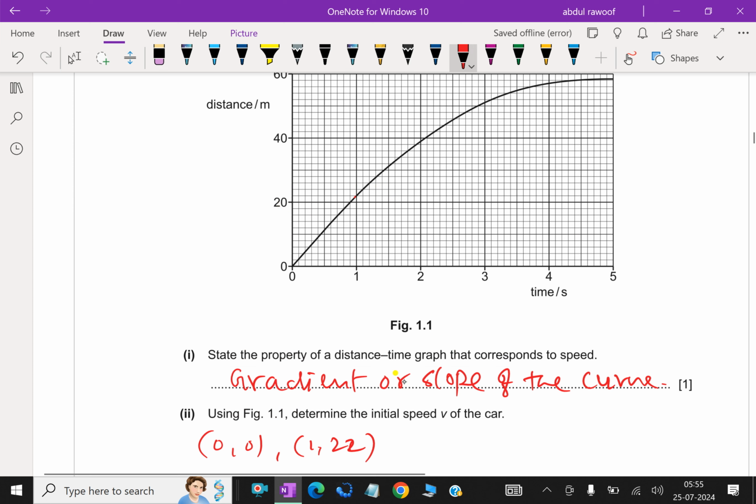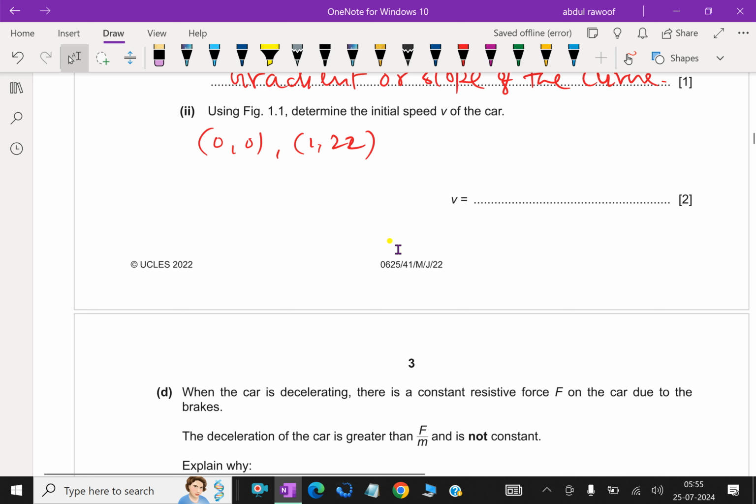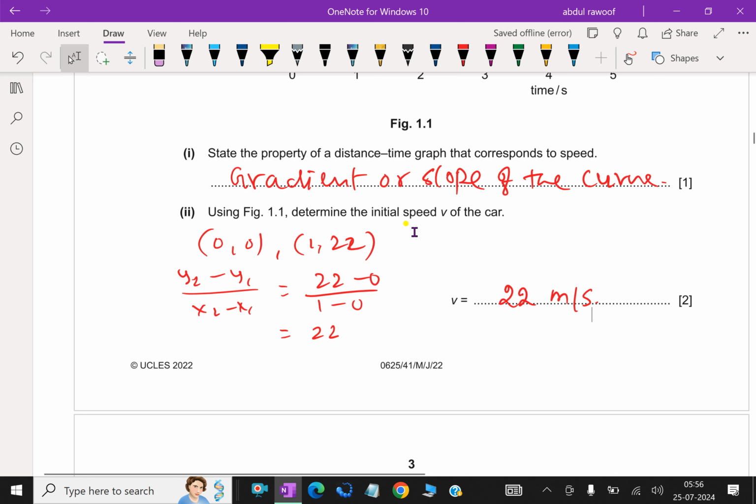Now using the slope formula, we can get the gradient. The gradient is y2 minus y1 over x2 minus x1. y2 is 22 minus 0, over 1 minus 0, which is equal to 22. Therefore, the velocity is 22 meters per second. That is the initial speed v of the car.